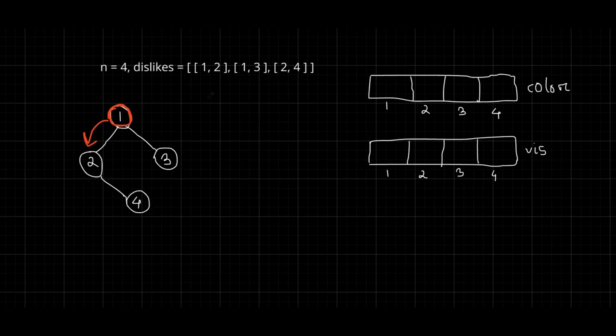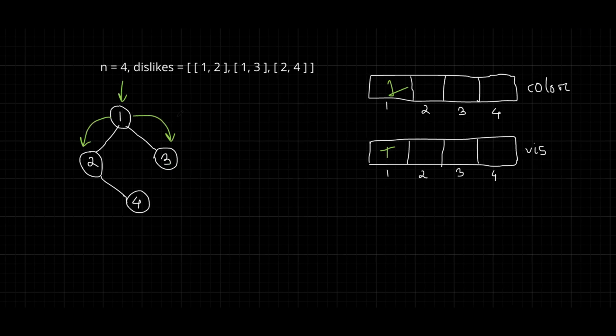So now let's see how we can solve this problem. To solve this problem, we have taken a color array and a visited array. Now initially, we are at this root node 1. So let's make visited of 1 true and make the color of 1 be 1. Now we have to go to the left subtree and we have to go to the right subtree.